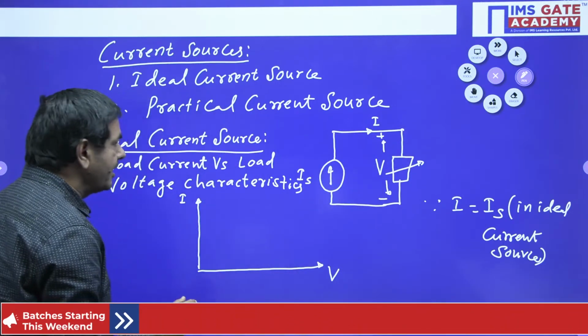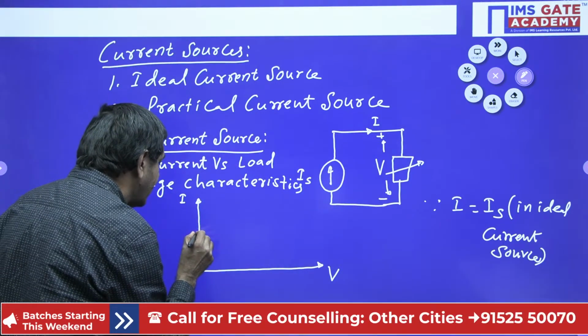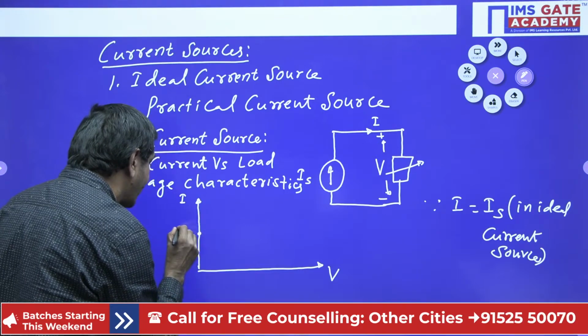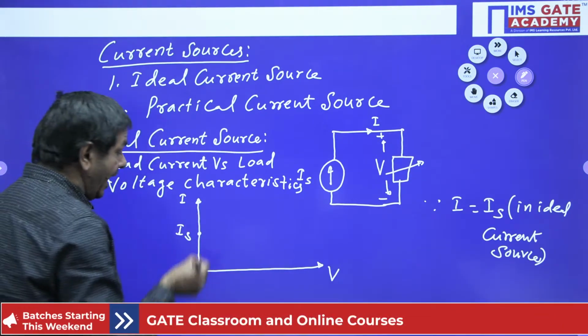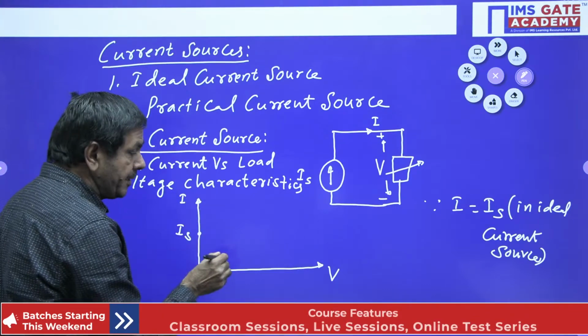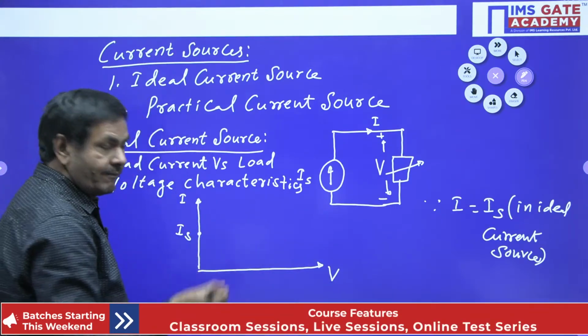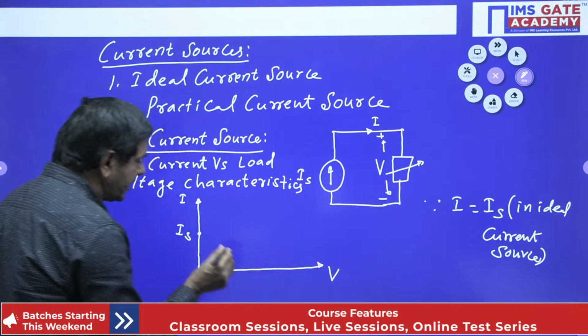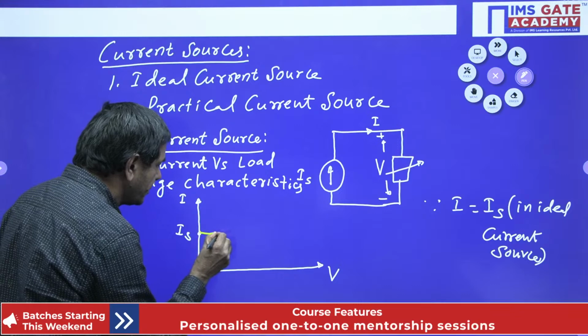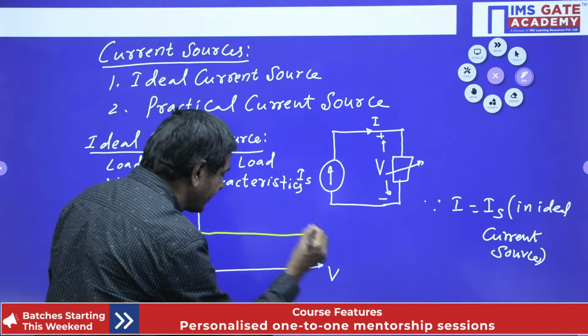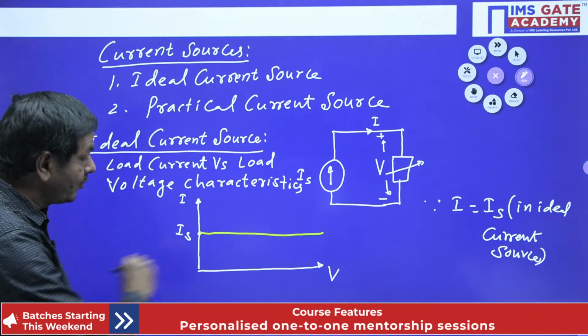In that case, what I can write, I and IS are the same. I is going to be IS. This I is not dependent upon this voltage. When I is not dependent upon this voltage, how is that characteristic curve produced? It comes like this only. Constant voltage only possible, constant current only possible.